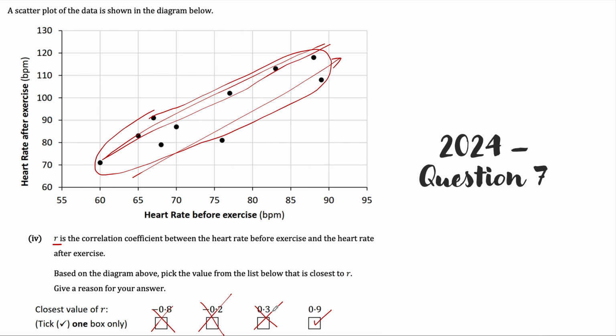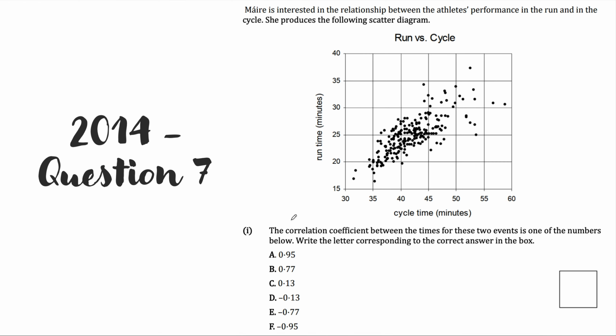So your reason being, it's a positive correlation. Because as we read from left to right, as the heart rate increases, so does the heart rate after exercise. So heart rate before exercise is correlated to heart rate after exercise. As one increases, the other increases, and there is a strong linear pattern appearing in the data.